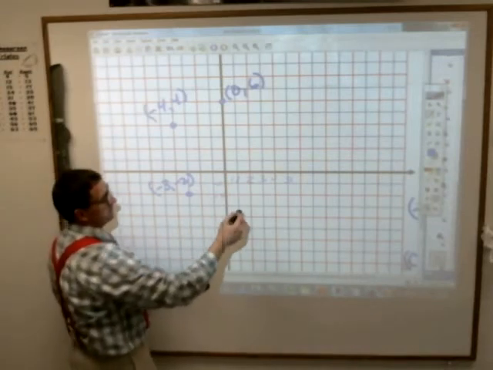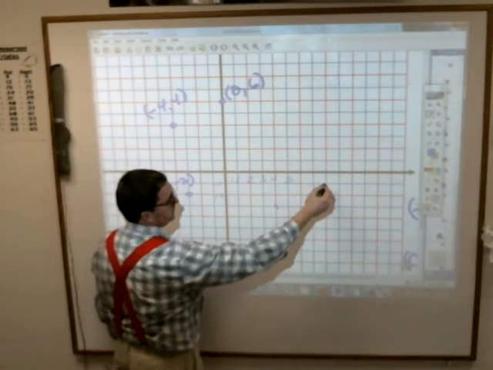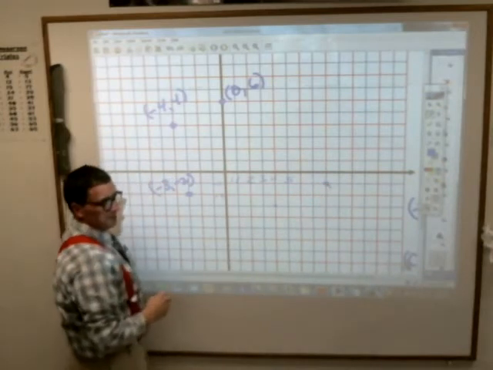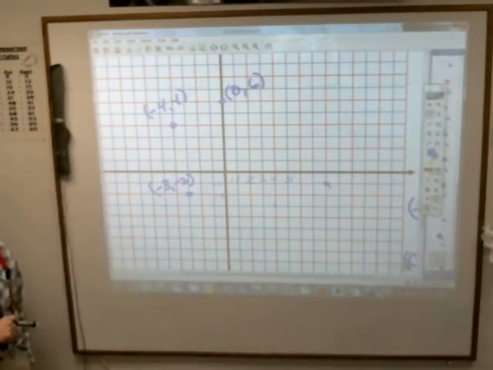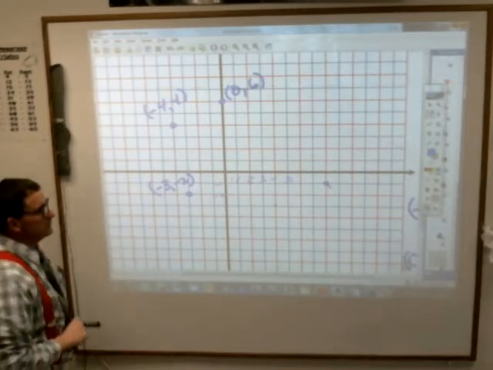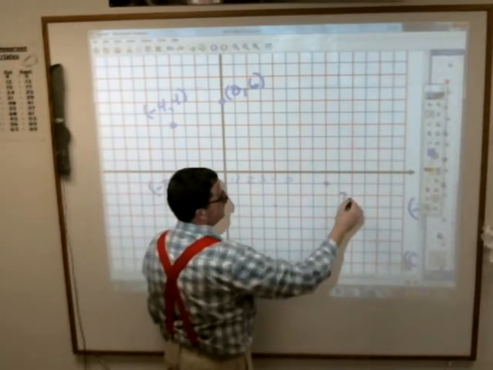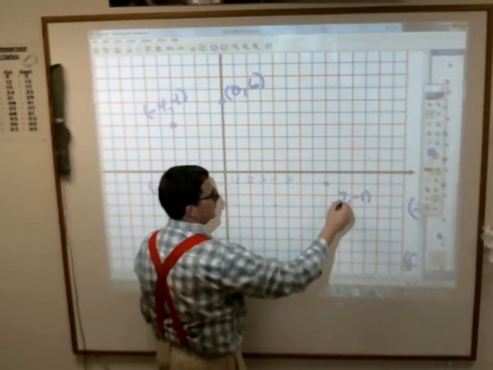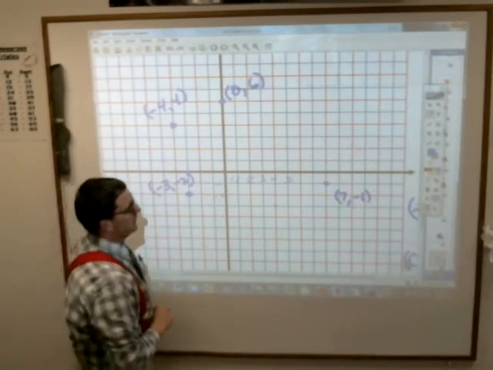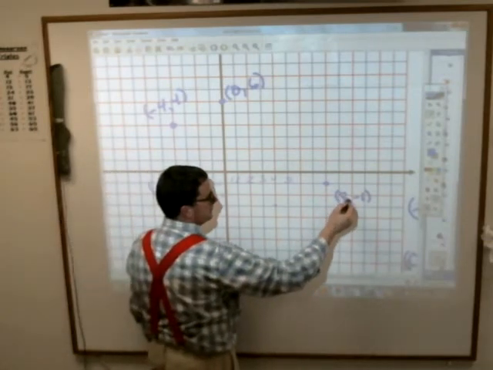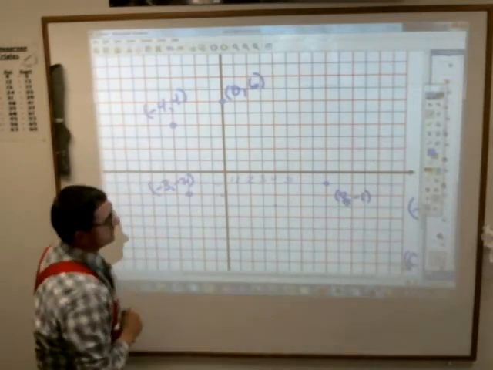How about this one right here? Now let's go over here. What would be the coordinates of that point right there? Sam says (8, -1). 6, 7, 8, and it's down 1, so it's -1. No, 7. Did I write 7? Yeah, nice. Yeah. That. (8, -1).